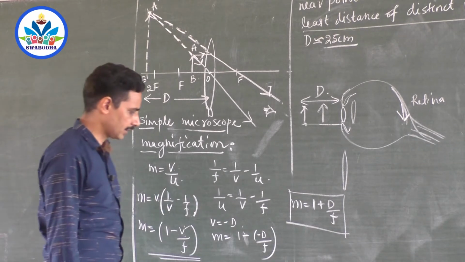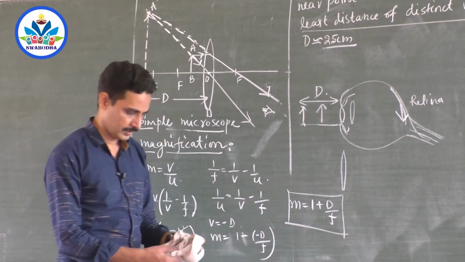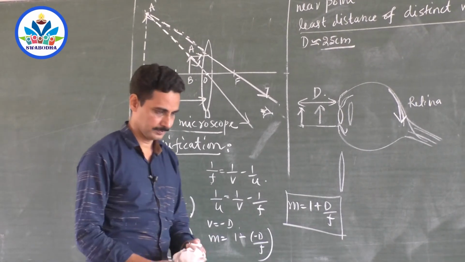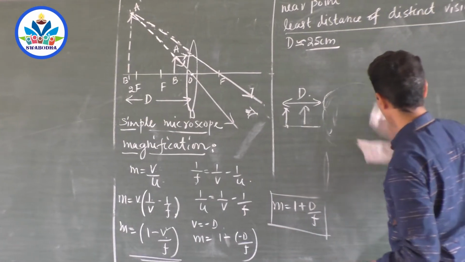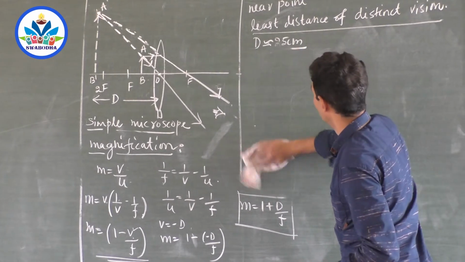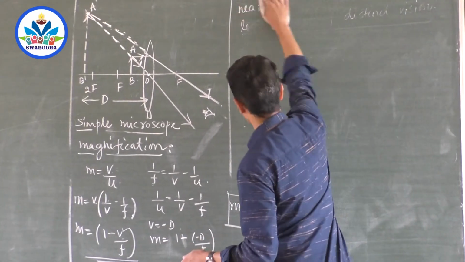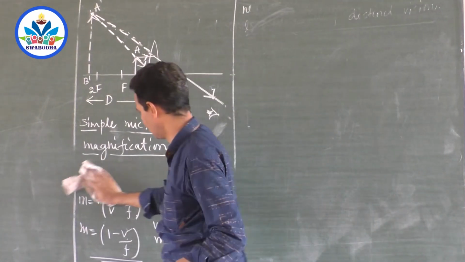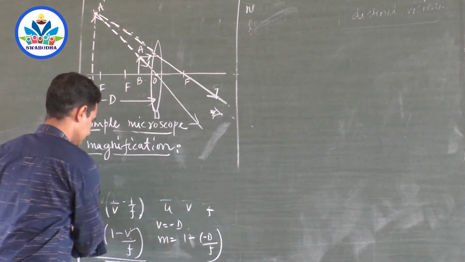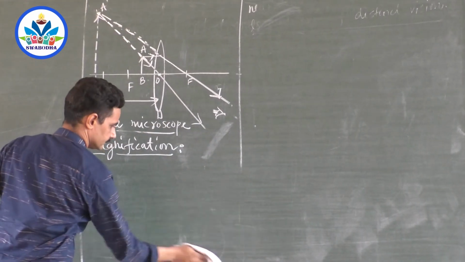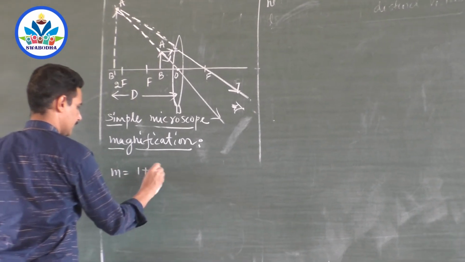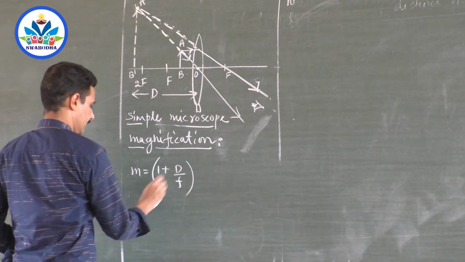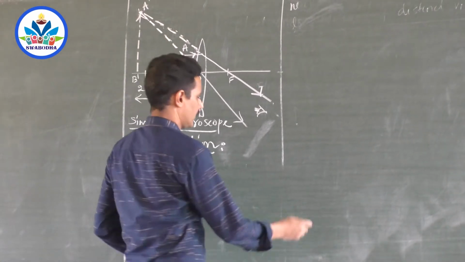Now we will go for compound microscope. What do you mean by compound microscope? Compound microscope uses two lenses. So I'll rub this. I'll write the magnification formula here. M is equal to 1 plus D by F. This is M. We will go for compound microscope.